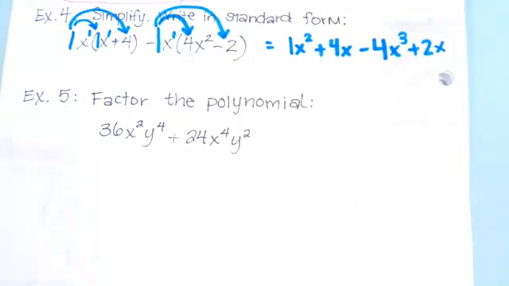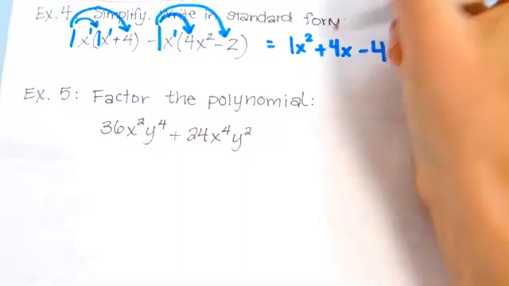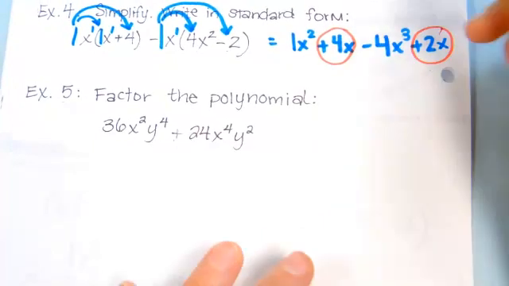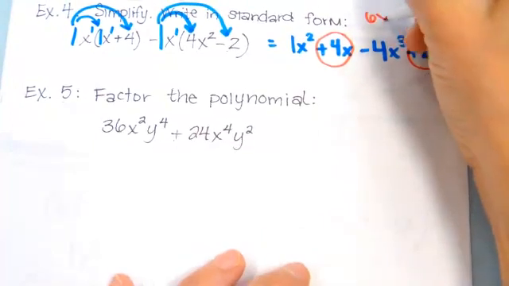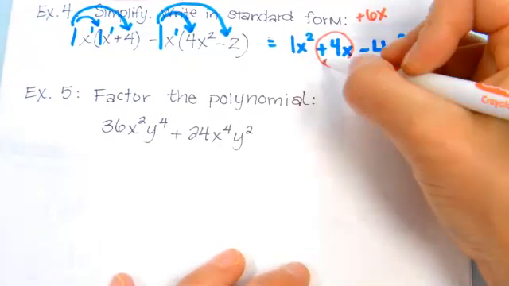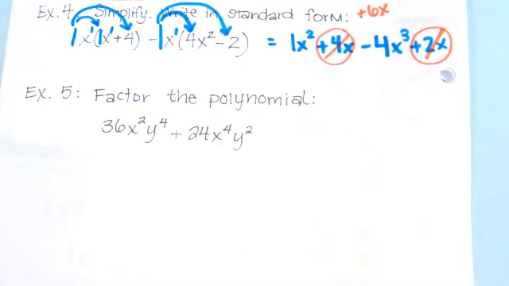So now two things have to happen. When we do these bigger ones, you have to add the like terms and put it in standard form. So are there like terms here? Yes. What are they? 4x and 2x. So if I add those together, I really get 6x, a positive 6x in there. Make sense?